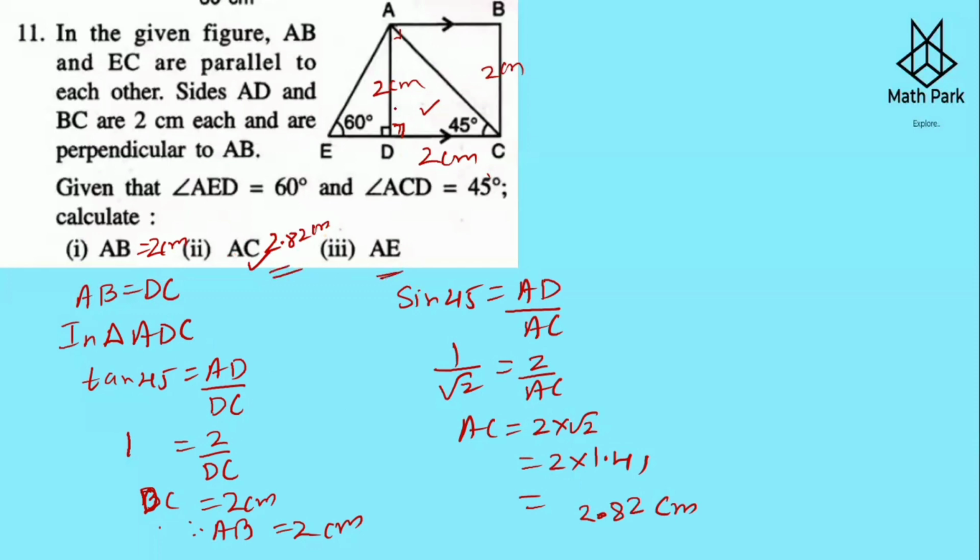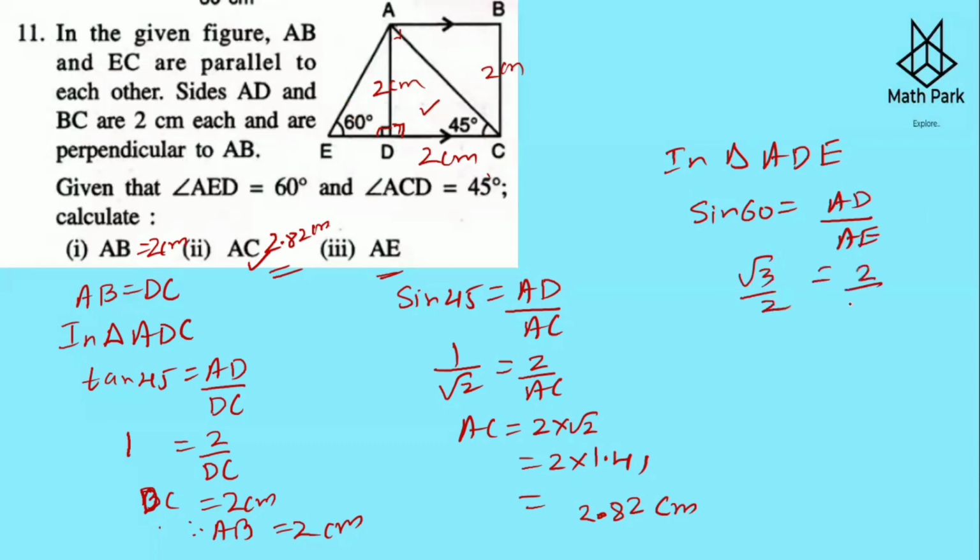Now we have to find AE. So for AE, we'll consider this triangle. In triangle ADE, this is 60 degree and we know the opposite and we need to calculate the hypotenuse, which is AE. So using opposite and hypotenuse, we will use sine 60 is opposite AD upon hypotenuse AE. Sine 60 is root 3 by 2 is equal to AD is 2 upon AE, which we need to calculate. So cross multiply, AE goes here, 2 2s are 4.